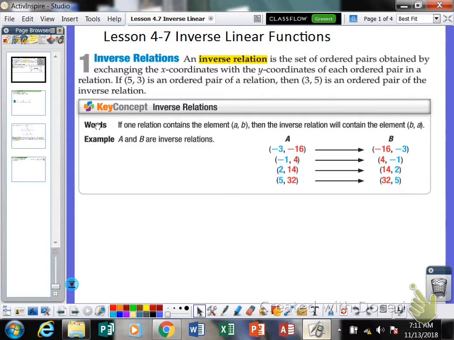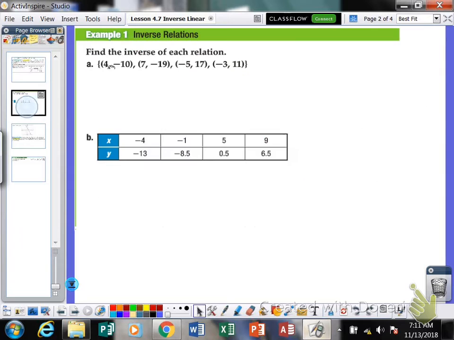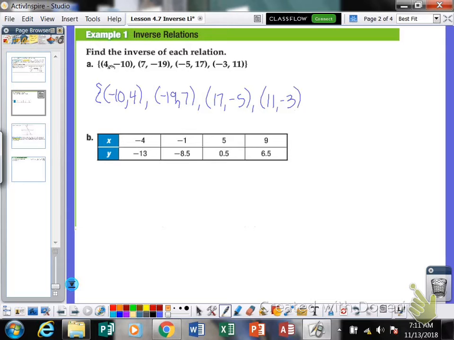So there's just an example there of what they did. You have your function a, you find the inverse b, so you just switch the x and the y. So basically that's what we're going to do here. Find the inverse. The inverse is going to be switch x and y, so (-10, 4), switch (-19, 7), switch (17, -5), switch (11, -3). So that's what we get for our inverse for the first one.